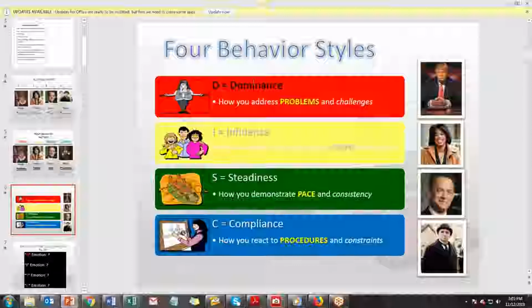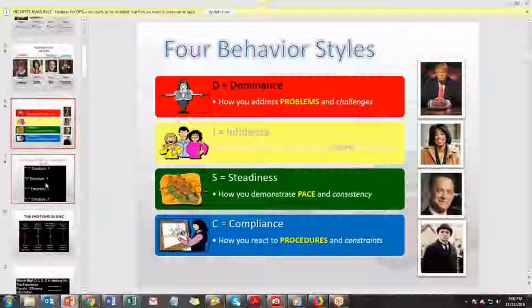So welcome back. The 4 behavior side, the 4 P's: for D is problems and challenges. For I is people and contacts. S, pace and consistency. C is how you react to procedures and constraints. Now then we need to review the emotions.